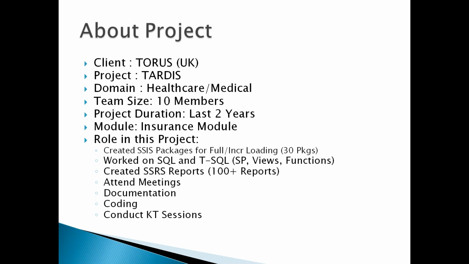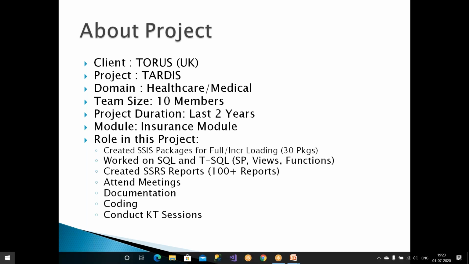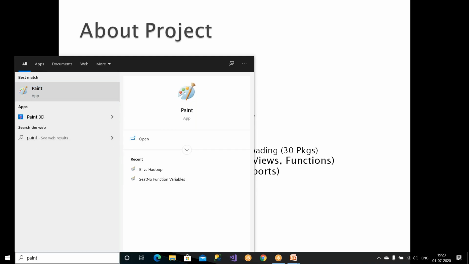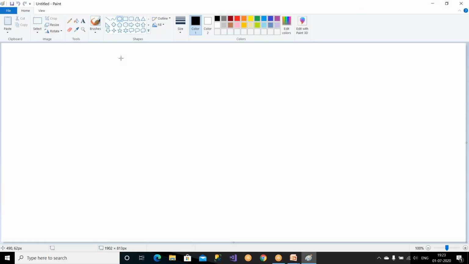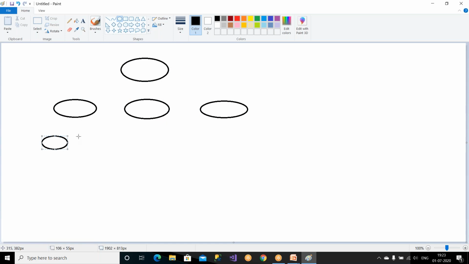Team size: how many people are there in your project? You can tell them that we are 10 people or 8 people. Clear? So you have a team lead here and you have senior software engineers like that, and below you maybe a software engineer. Like that, you should be able to know your chart.